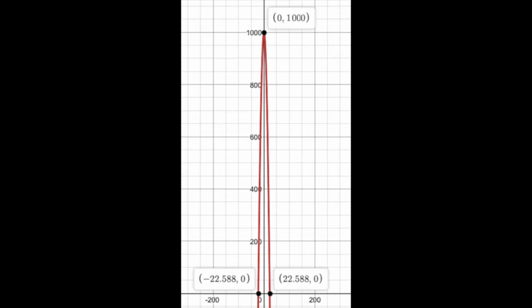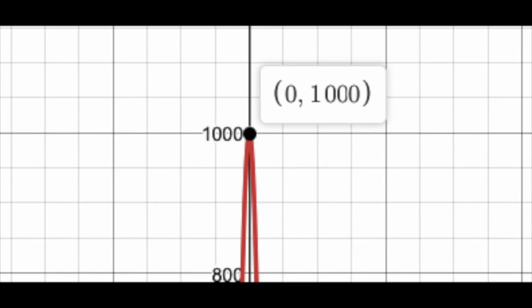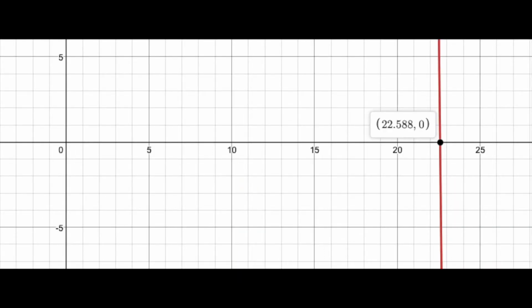It also makes sense to only consider the part of the graph in the first quadrant because the values for time and distance cannot at any point be negative. Looking at the important points on the graph, the maximum has the coordinates of 0, 1,000, which shows us that the object was at 1,000 meters from the surface at 0 seconds. The positive x-intercept has the coordinates of 22.588, 0, which would tell us that once the object hits the ground, it will have been 22.588 seconds, which you will notice is the answer to our problem.